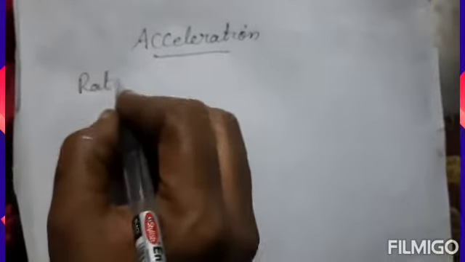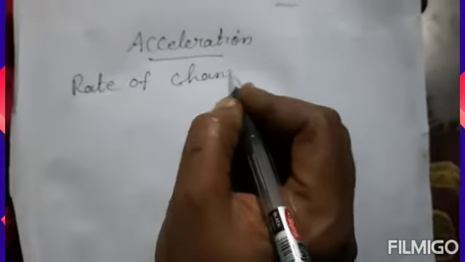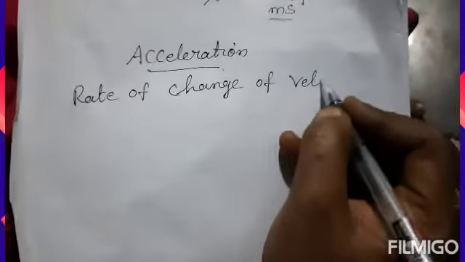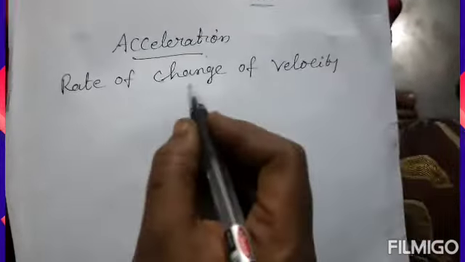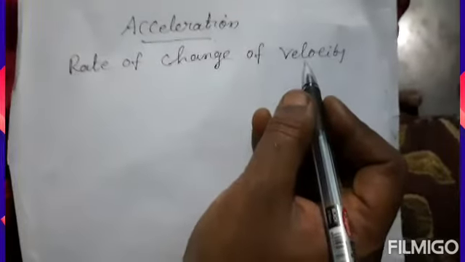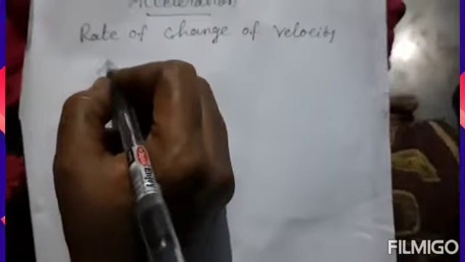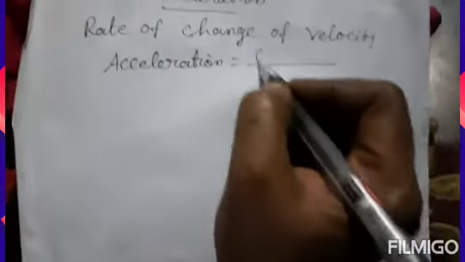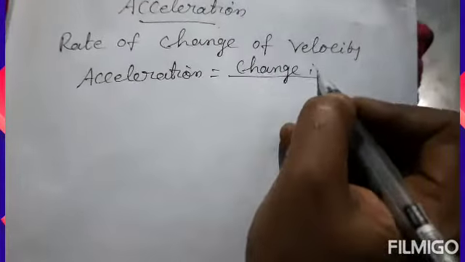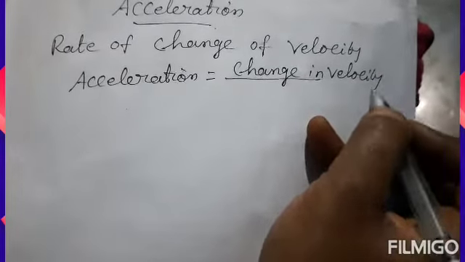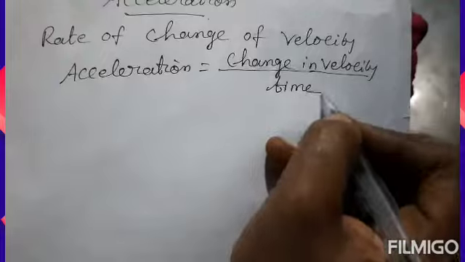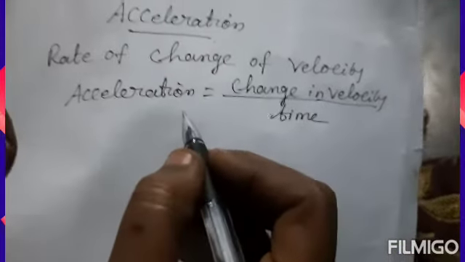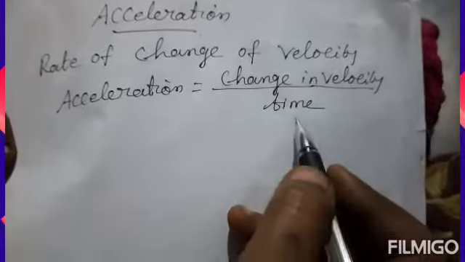Acceleration. Rate of change of velocity is called acceleration. The formula for acceleration is equal to change in velocity divided by time. Change in velocity divided by time. What's the formula for acceleration? Change in velocity divided by time.